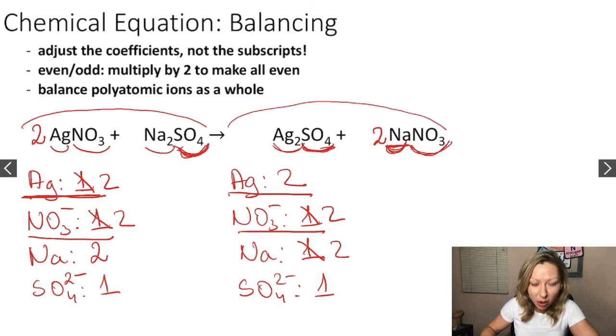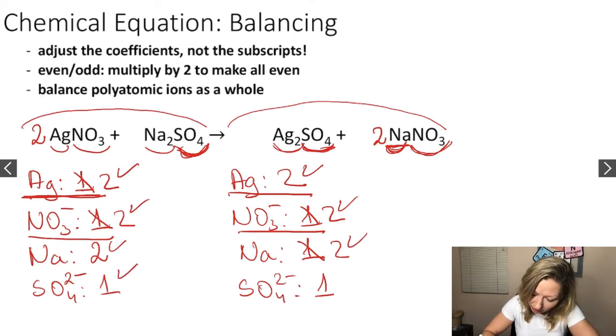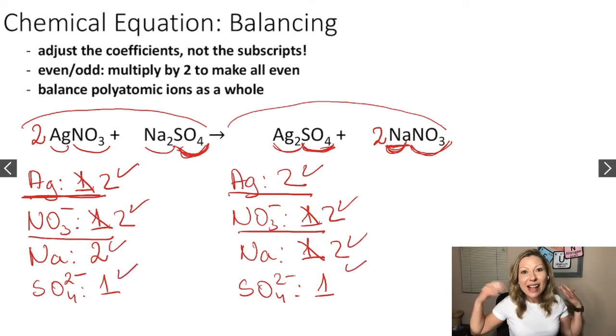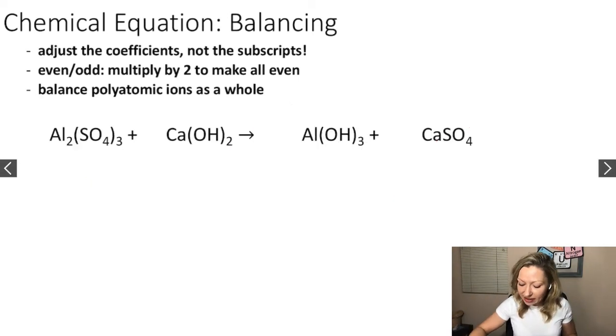Okay, let's check our work. Silver, 2, 2. Nitrate ions, 2, 2. Sodium, 2, 2. Sulfate ions, 1, 1. Okay, we balanced it. Let's take a look at one more example.